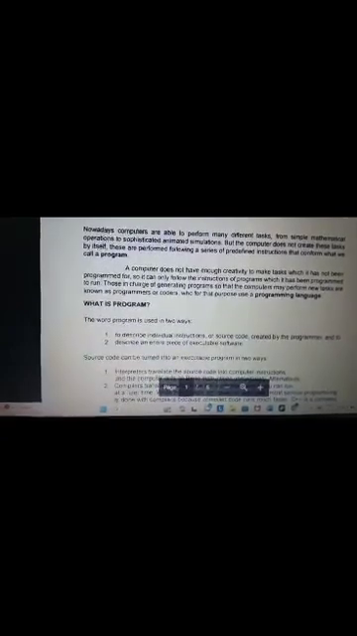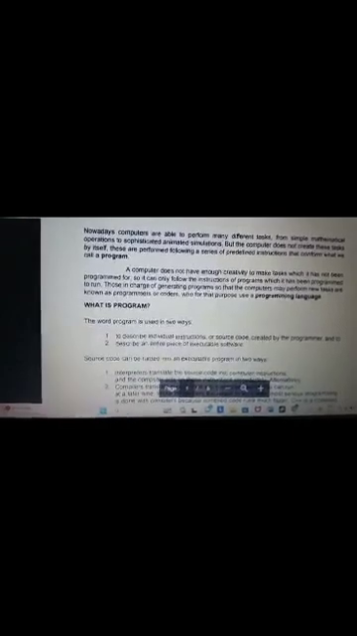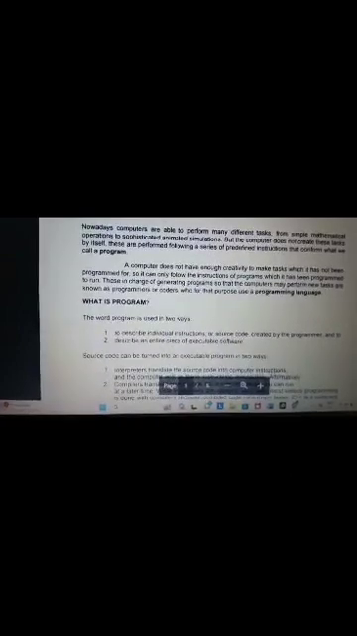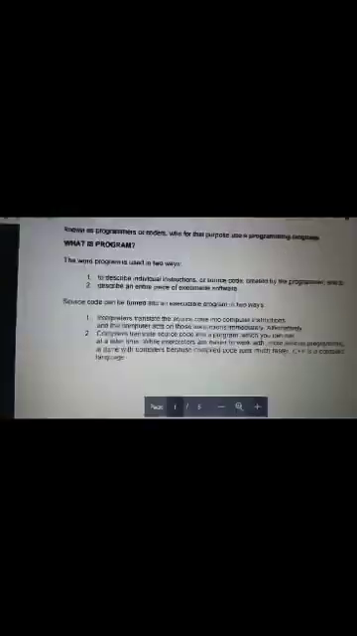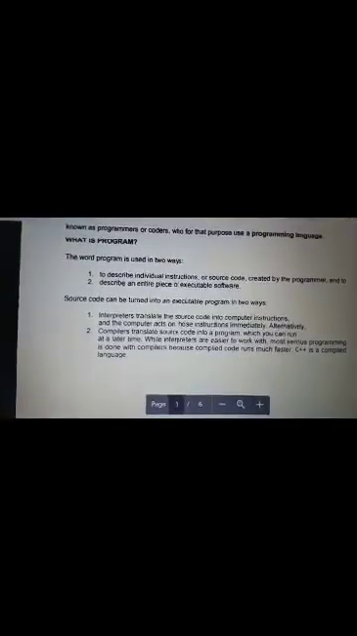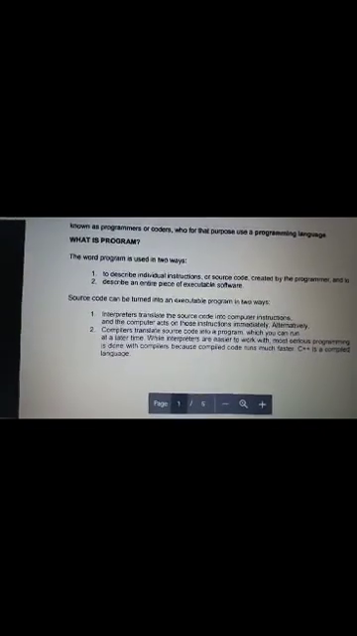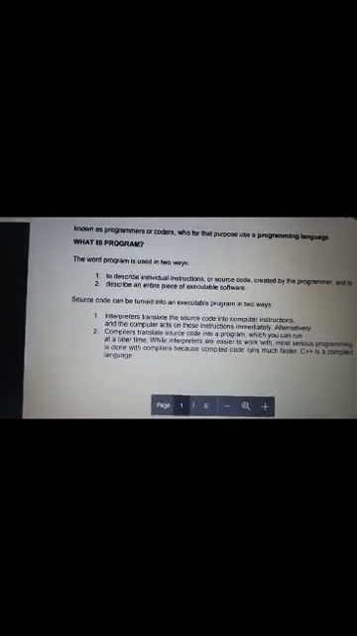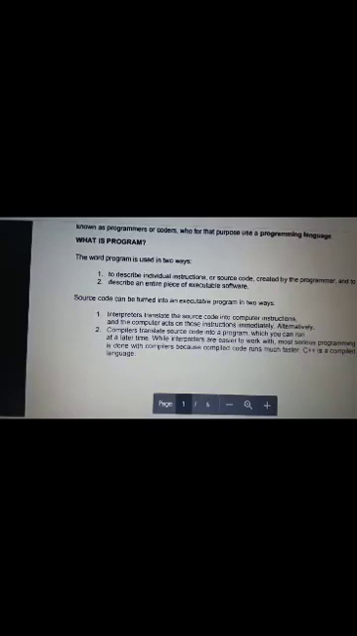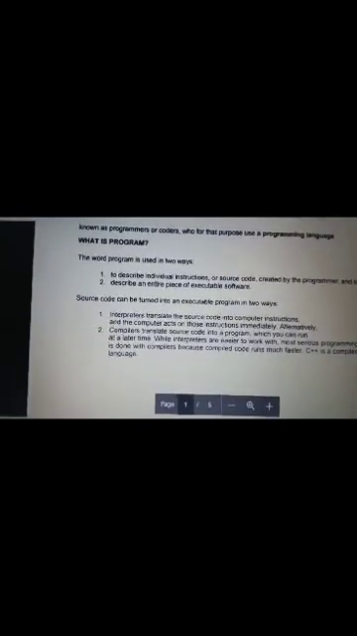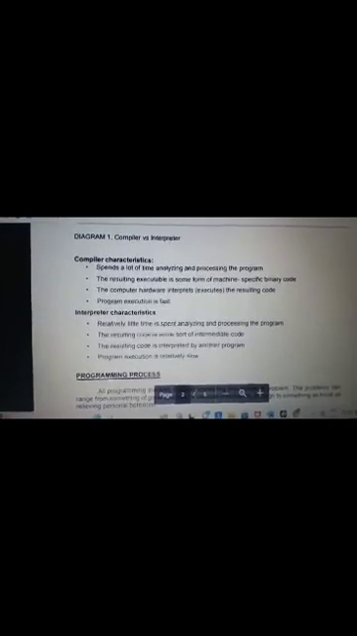Those in charge of generating programs so that the computers may perform new tasks are known as programmers or coders, who for that purpose use a programming language. Now, let's talk about what a program is. The word program is used in two ways. One, to describe individual instructions or source code created by the programmer. Two, to describe an entire piece of executable software.